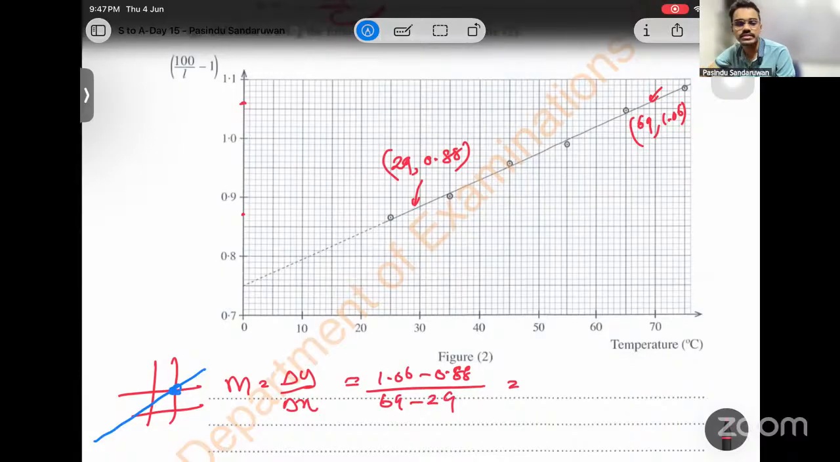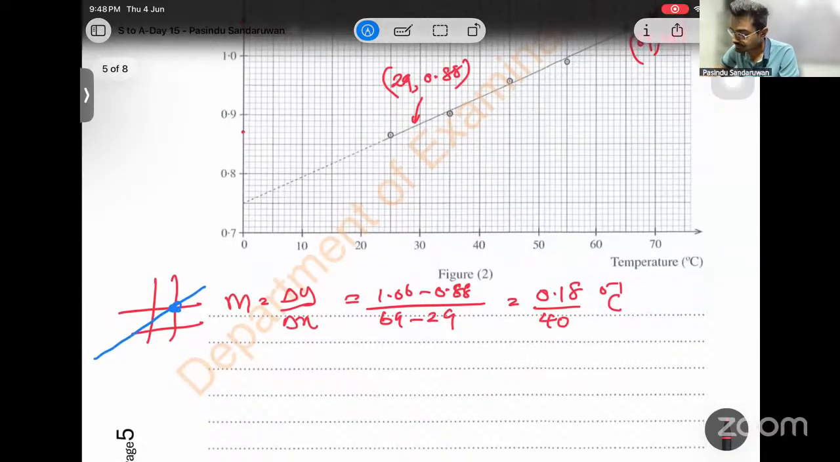Simplify this. 1.06 minus 0.88 is 0.18. And 69 minus 29 is 40. This is the gradient of the graph, 0.18 over 40. This comes per degree Celsius. That is the unit.